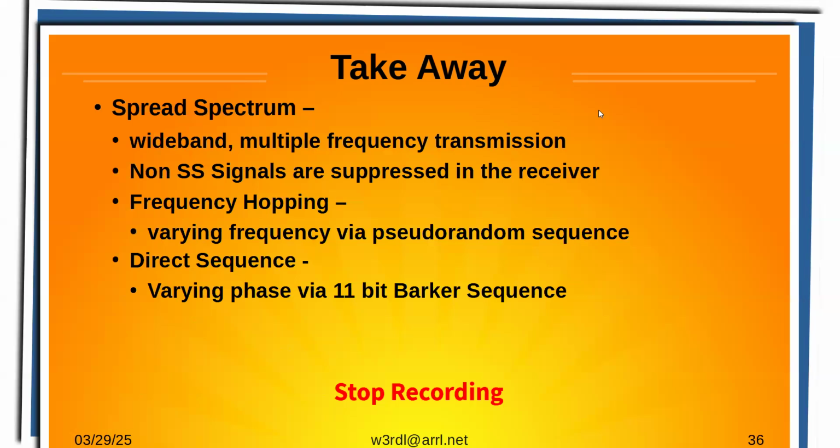And spread spectrum is a very wideband transmission. You have frequency hopping and direct sequence. I think the direct sequence is easier to understand, except for the modulation part. And I'm not sure exactly what that looks like hardware-wise to do that. Any questions on those? Besides that we don't understand spread spectrum?